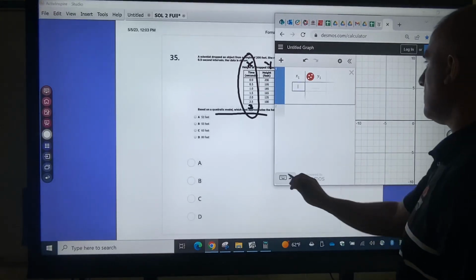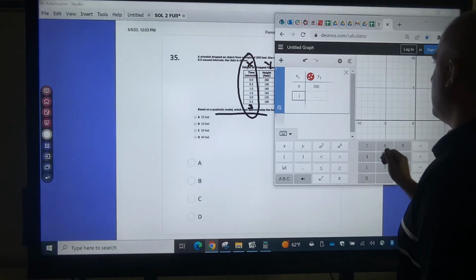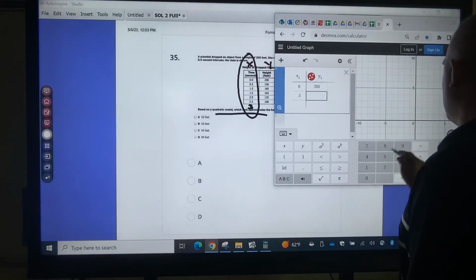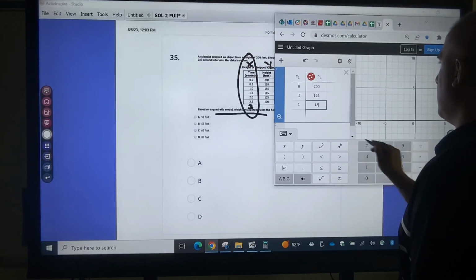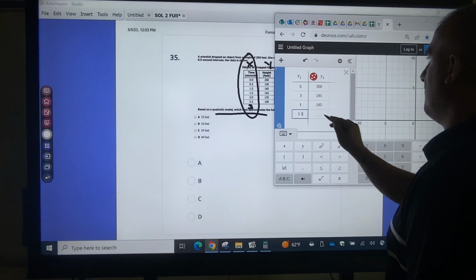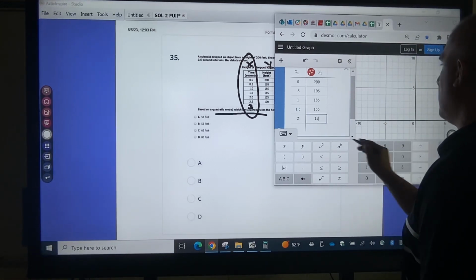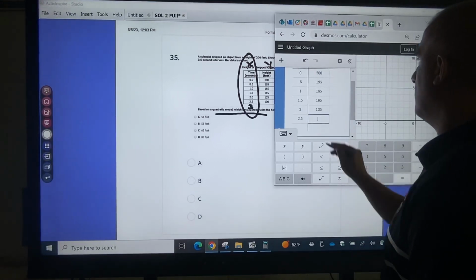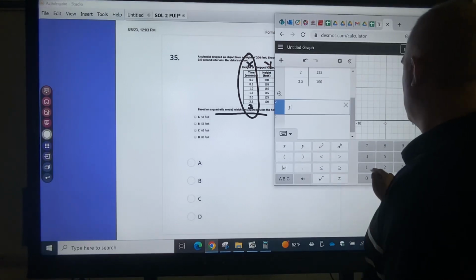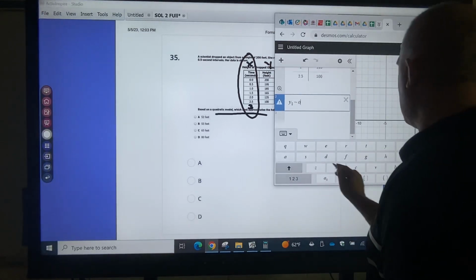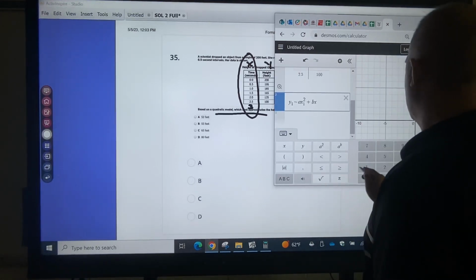Table. All right, I got 0, 200, 0.5, 195, 1, 185, 1.5, 165, 2, 135, 2.5, 100. Y1, curvy bracket, ax1 squared plus bx1 plus c.